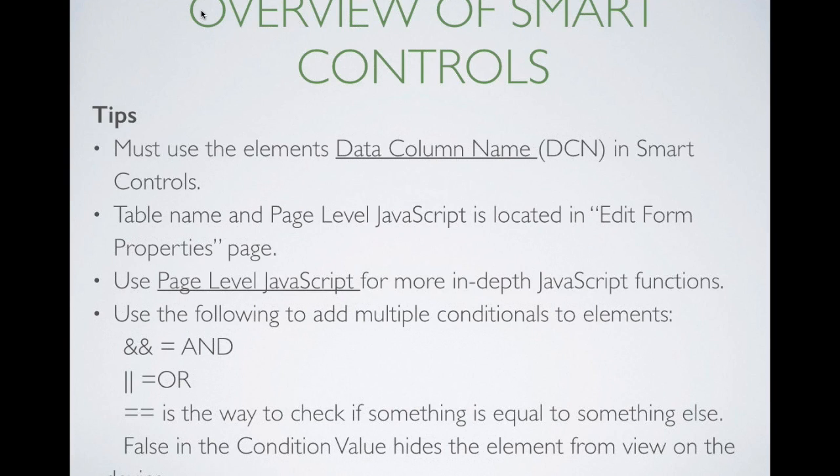And the last tip here for our overview of smart controls is to use the following to add multiple conditions to an element. So this is how you would use AND. For instance, if you have a pick list and you want an other field to show up if they selected field number 2 and field number 3, then you could use the ampersands for your conditional statement. This is how you do OR. And lastly, with the 2 equal signs, that's the way to check if something is equal to something else. And here at the bottom, use the lowercase f and have false in the condition value. It'll hide the element from view on the device for the user.